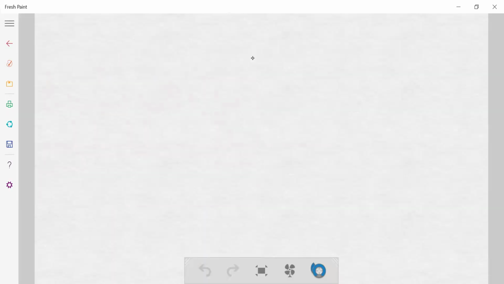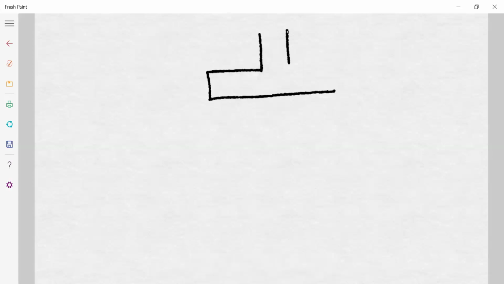Now if I try to maximize this part, I'm just drawing it in a much bigger way.